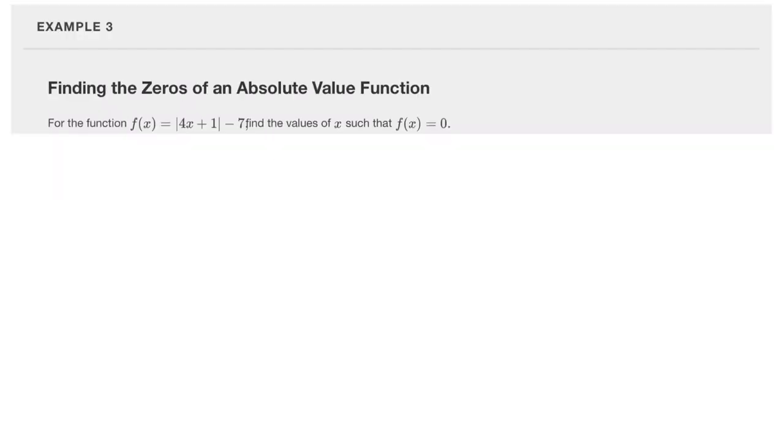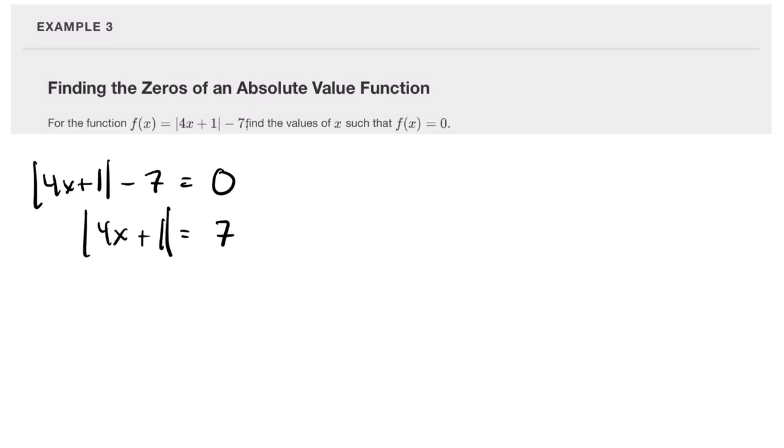Okay. So for this function, find the values of x such that f of x equals 0. So if we're going to say f of x equals 0, that means we're going to have the absolute value of 4x plus 1, minus 7, and we're going to set that equal to 0. If we wanted to solve this absolute value equation, first thing is we want to isolate the absolute value. So first we're going to add 7 to both sides. I'm just going to write the results. So then the 7 is going to be over here, 7 equals the absolute value of 1 plus 4x.